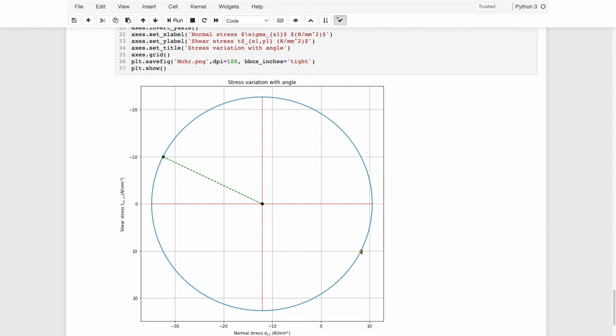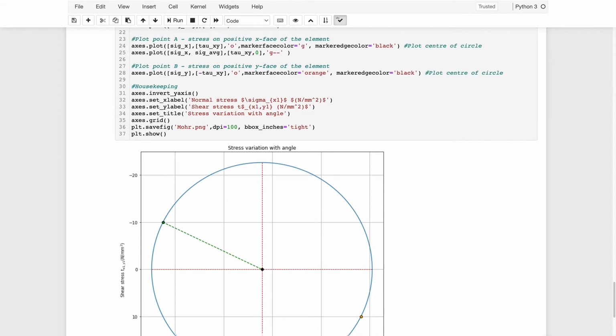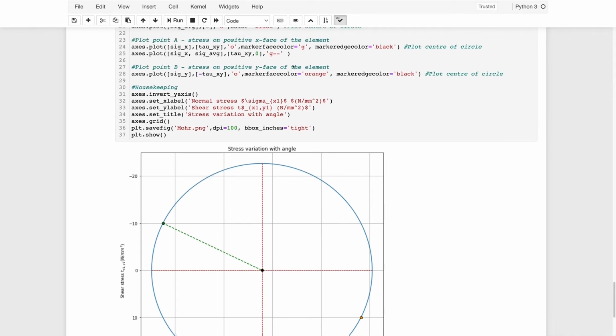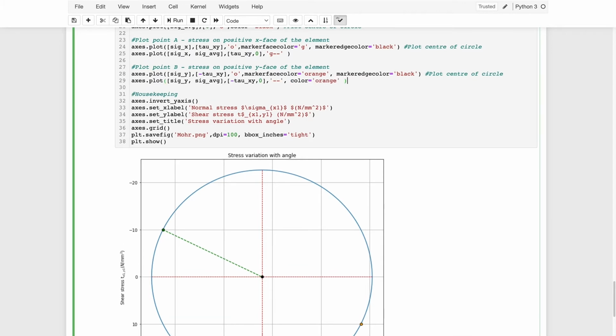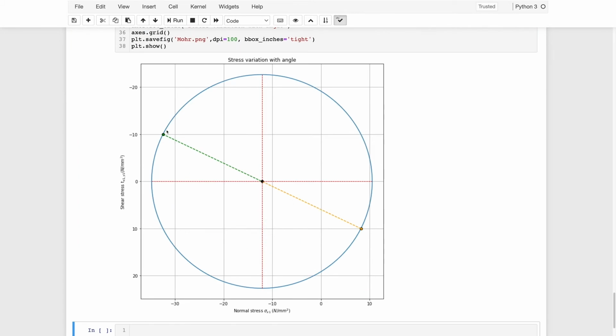Now you'll notice straight away, those two faces on our element are separated by 90 degrees. They're mutually perpendicular faces. But on our Mohr circle, the points on the circle are separated by 180 degrees. All right. So that's an important thing to, as I said before, lock into your mind, that relationship. Okay, and let's plot a dashed line. Okay, there we have it. So over here we've got point A, over here we've got point B.